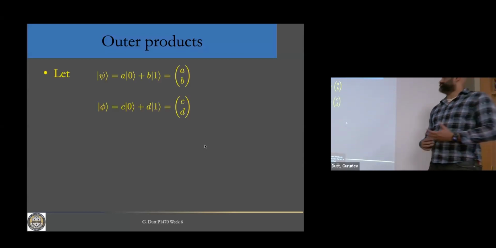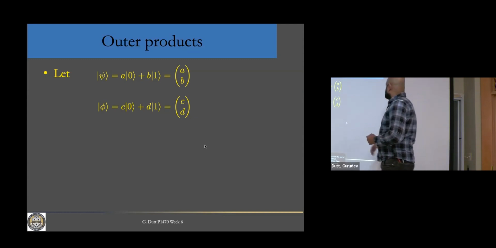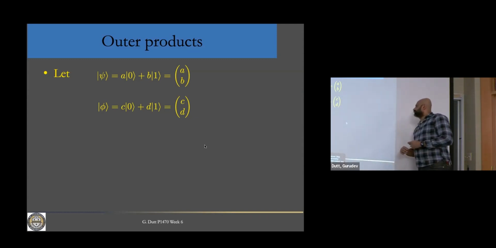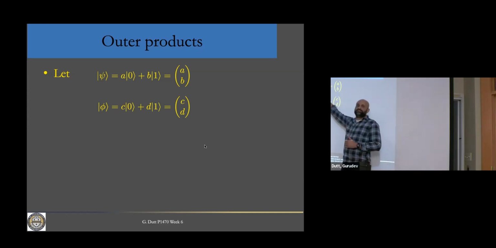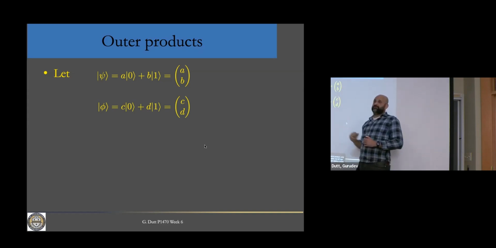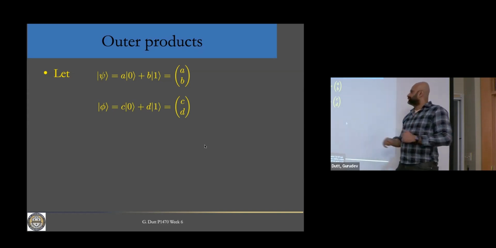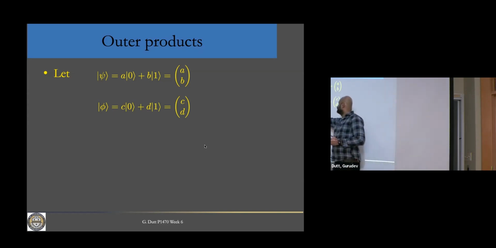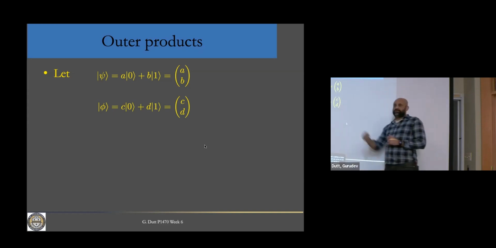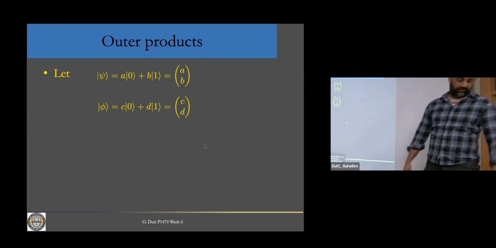Okay, so now I want to introduce another concept, which is called the outer product, and we'll see in a minute why it's useful. So let's go through it in this step. First, let's define a state psi, which is A|0> plus B|1>, which we write in linear algebra notation as the column vector A, B. Similarly, we have another state phi, which is C, D, also a column vector.